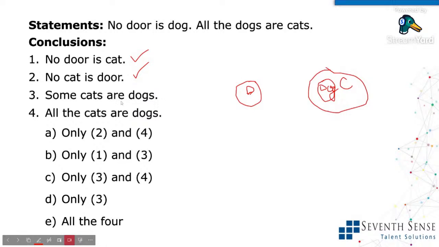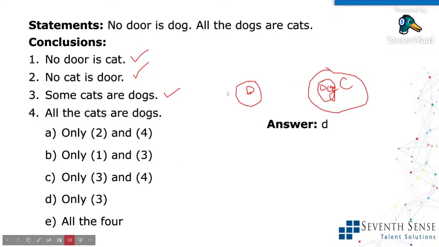Some cats are dogs. This part comes into play. So, yes, then all the cats are dogs. So, what should be the right answer? What should be our right answer for this?